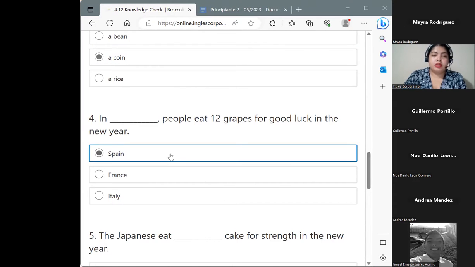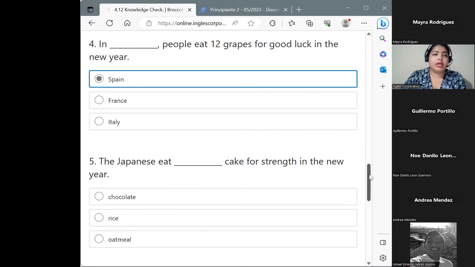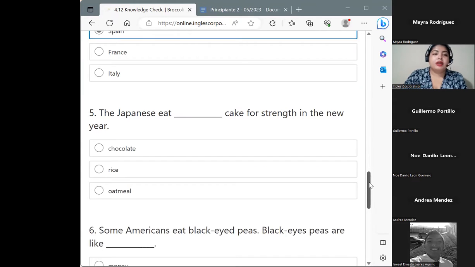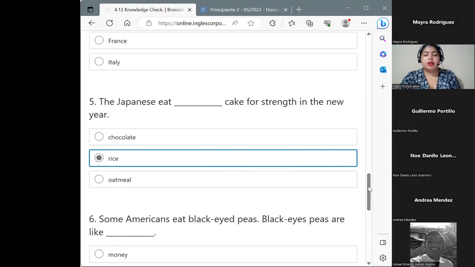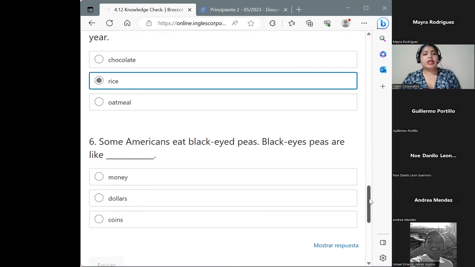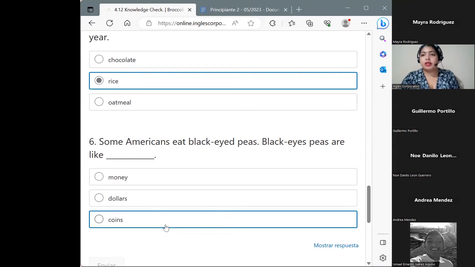Spain. Okay, Spain, very good. The Japanese eat chocolate, rice, oatmeal, cake for strength in the New Year. Rice. Nice. Very good. Some Americans eat black-eyed peas. Black-eyed peas are like money, dollars, or coins. Coins.